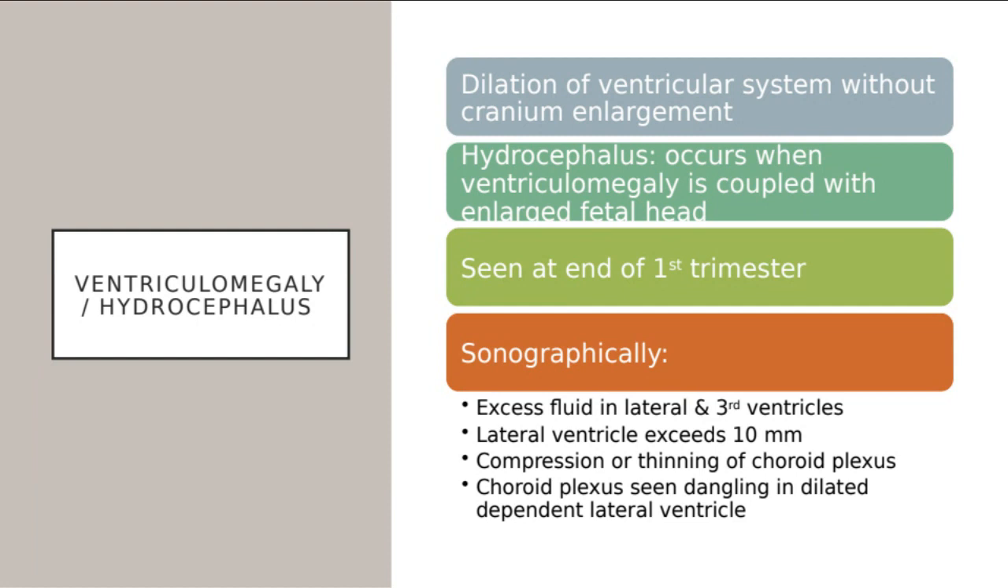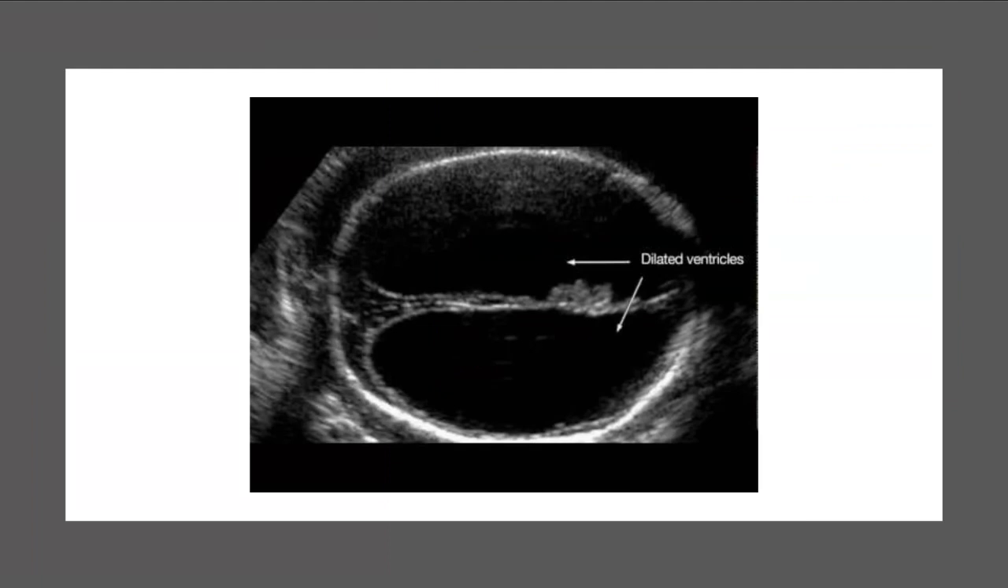We also can still see that choroid plexus in that dilated lateral ventricle. Remember, as that baby develops, the choroid plexus is going to occupy less and less space of that ventricle. But if we're talking about a condition of ventricular enlargement, that choroid plexus is going to look even smaller. So what is this going to look like?